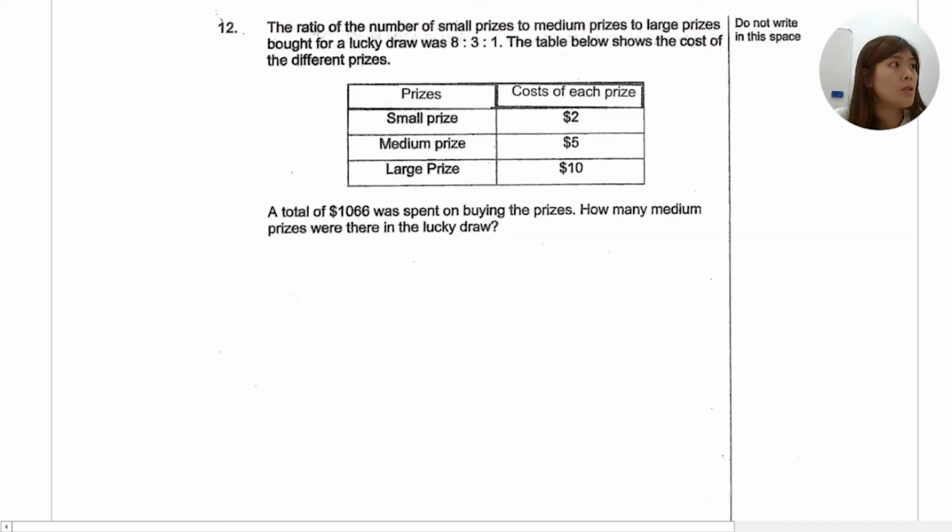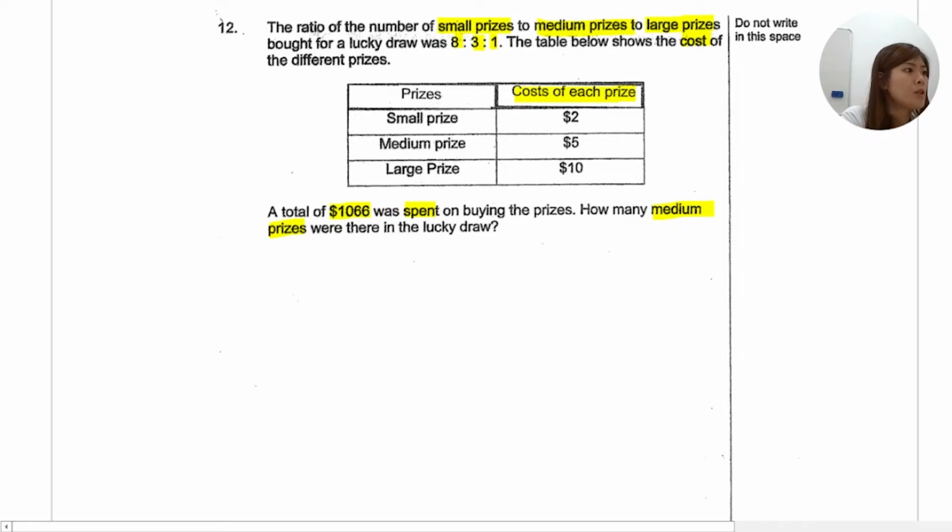Okay, for the next question, question 12, the ratio of the number of small prizes to medium prizes to large prizes is 8 to 3 to 1. So small prize 8 units, medium will be 3, and large will be 1. The table below shows the cost of the different prizes. Small prize $2 for each prize, medium $5, large prize $10. A total of $1,066 was spent on buying the prizes. So how many medium prizes were there in the lucky draw?